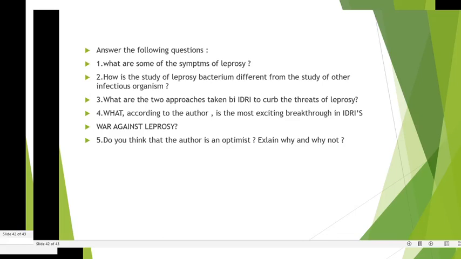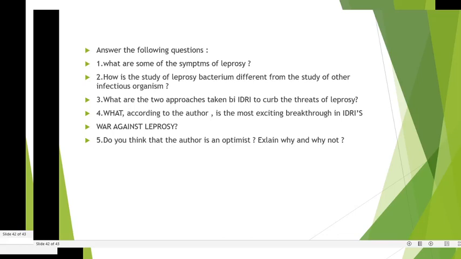We already completed the text, summary, and definition and characteristics of leprosy. Now, I think all of you are able to think about the answers to these questions by yourself. Here I give some questions as a home task. Look at these questions and try to write them in your copy. And if anyone has faced any problem, you can ask me in the comment box. Then I will try to give the answer. And look at the questions.